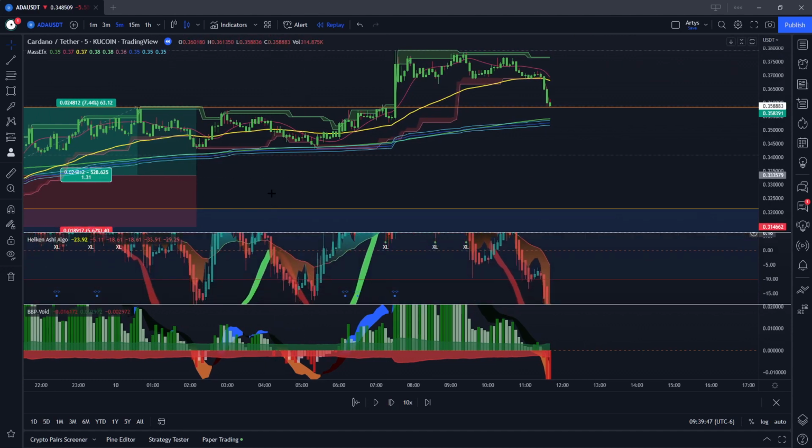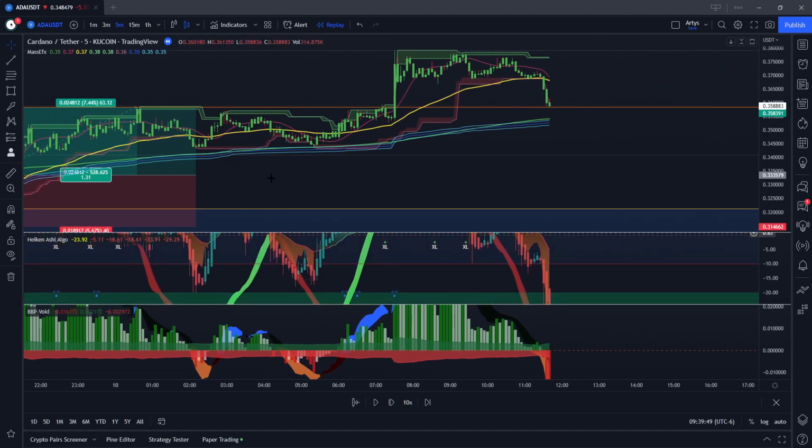There must be another divergence taking place, and yes, there is. There is one right here. This would have been another entry. Here you have a low and a higher low, but here you have a low and a lower low. The RSI is pointing up.